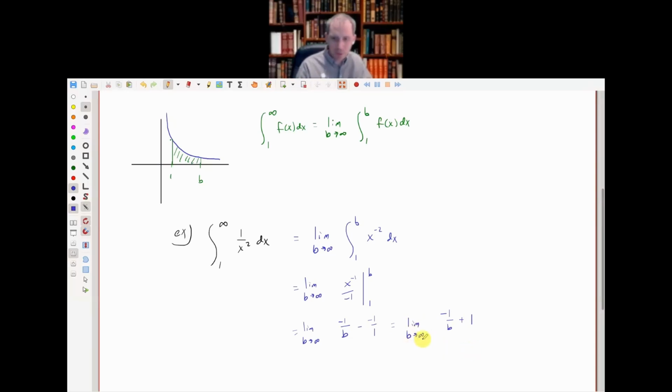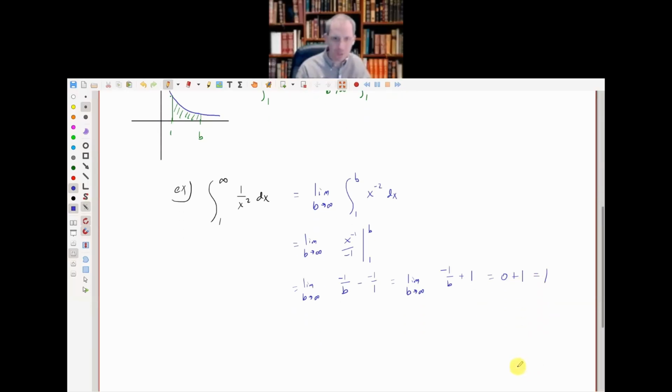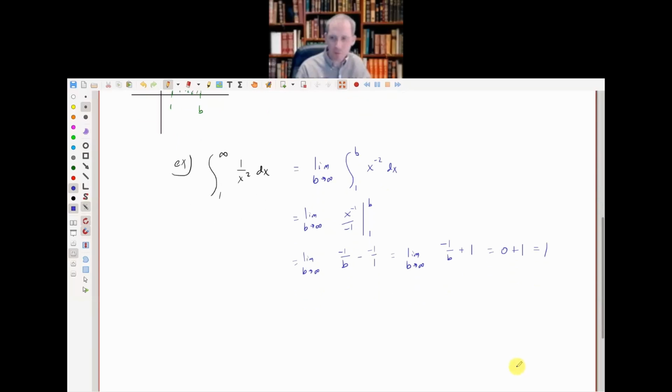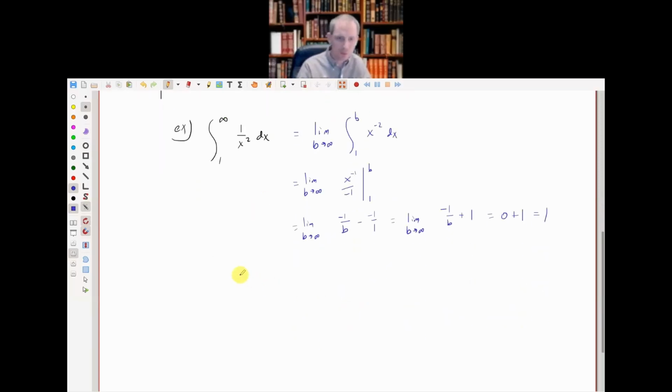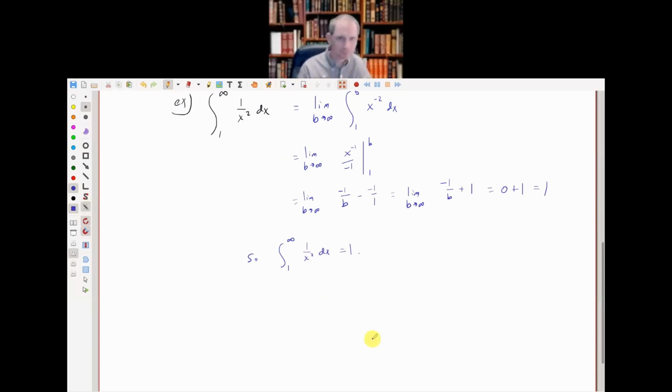And now I go ahead and find the limit. I know from back in Calculus 1 that if I had a limit where b is going to infinity, and I'm dividing by that, then that piece is going to go to 0. So this is just 0 plus 1, or 1. So that's it. We have now found the area of a region that's infinitely long. The integral from 1 to infinity of 1 over x squared dx is equal to 1. All right, let's try another one.